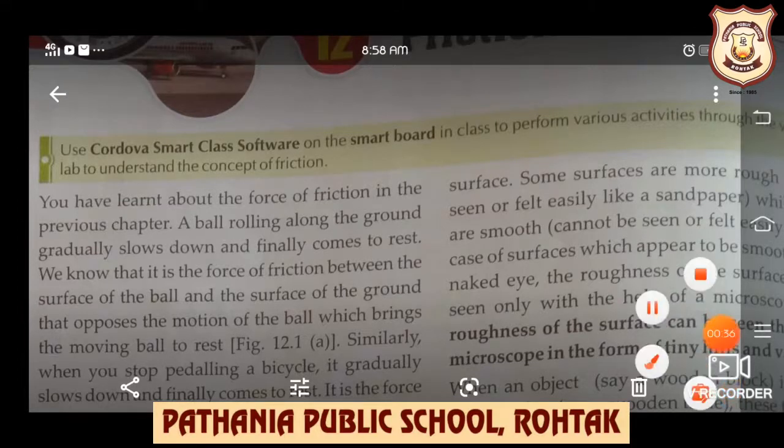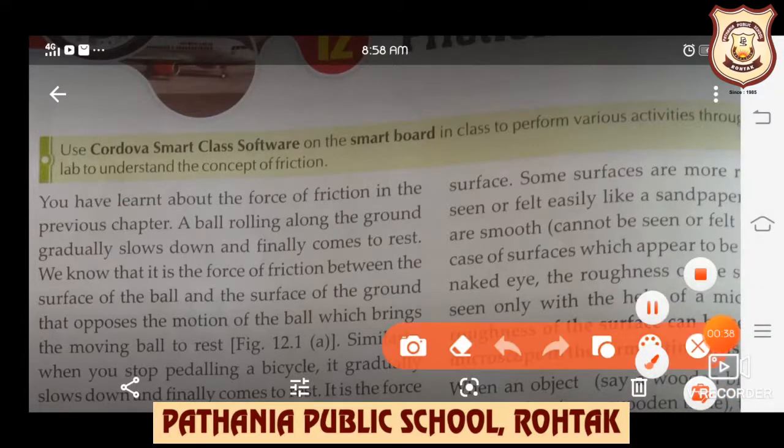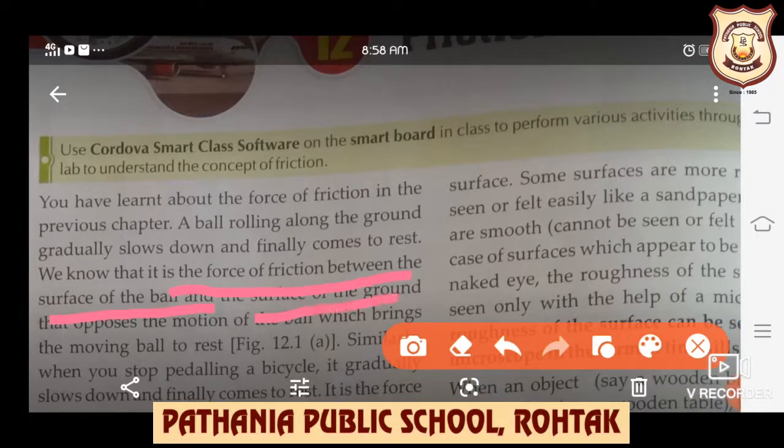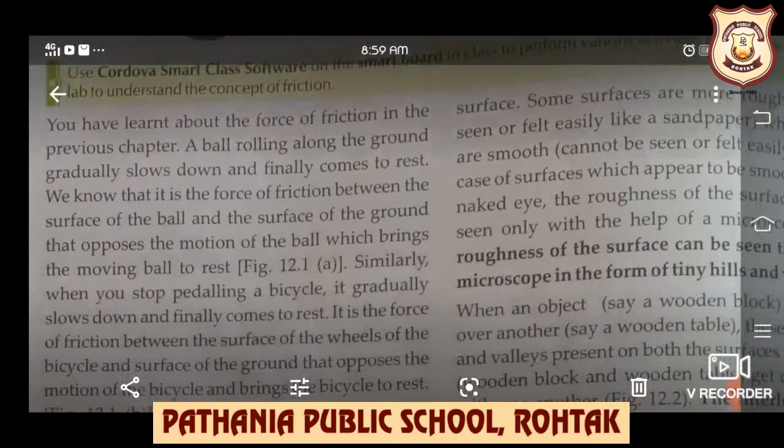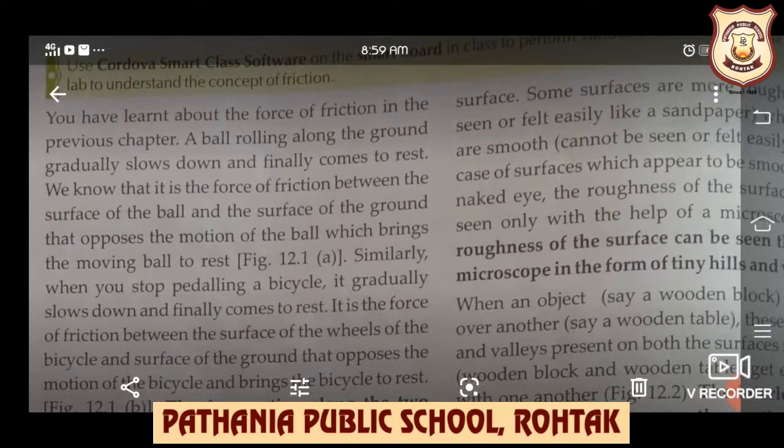Now the question arises, where does it lie? This force of friction lies between the surface of the ball and the surface of the ground. So this is the friction. This is acting between the surface of the ball and the surface of the ground, and it opposes the motion of the ball which brings the moving ball to rest.